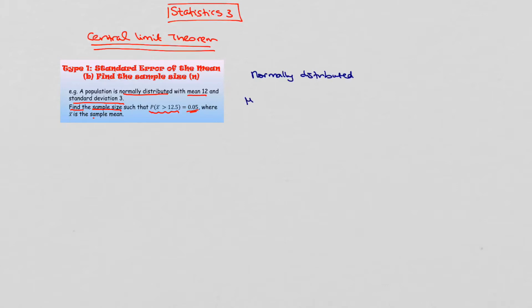So if we're looking for n here, the first thing we note is that it is normally distributed. And we can see that mu is equal to 12, our population mean. Our standard deviation is 3. The sample mean that we're looking at to test is 12.5, and we don't know what n is. So we're going to be working backwards here in this question. So we're given the probability that the sample mean is greater than 12.5. And of course we can't find that from our tables because we're given a sample mean here. So we need to write that probability in terms of z. But of course we need to work out what z is first of all.